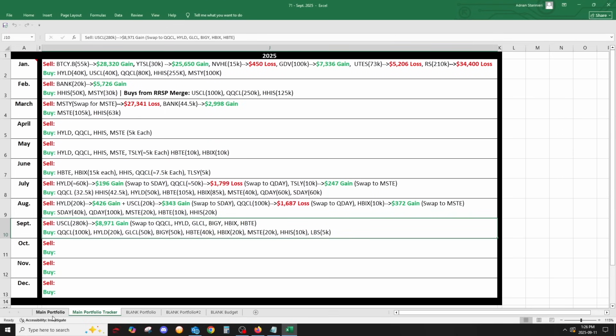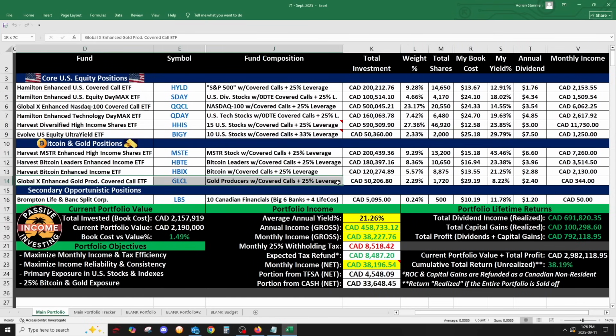50K in GLCL. So I introduced a new position in my portfolio, a gold related position. Gold has been on a tear lately. Yes, I still believe in Bitcoin more than gold, but I think it's a good idea to have a little bit of gold in my portfolio. And you guys know me. The only thing I'm going to be adding here is if it has covered calls and 25% leverage.